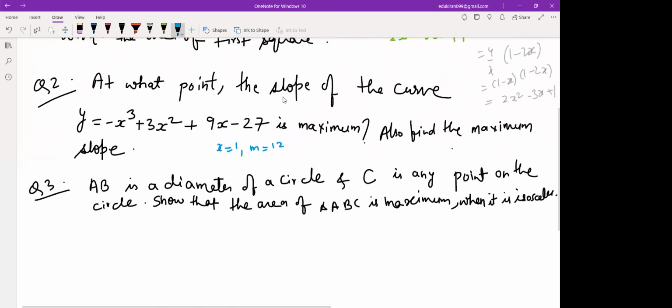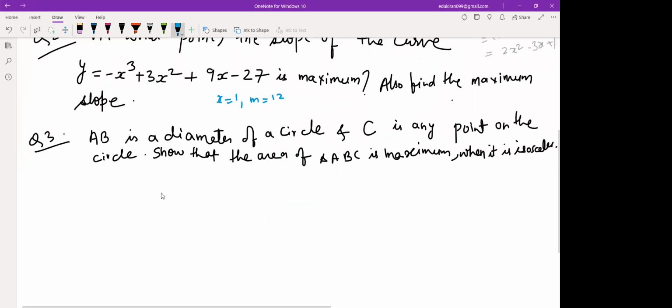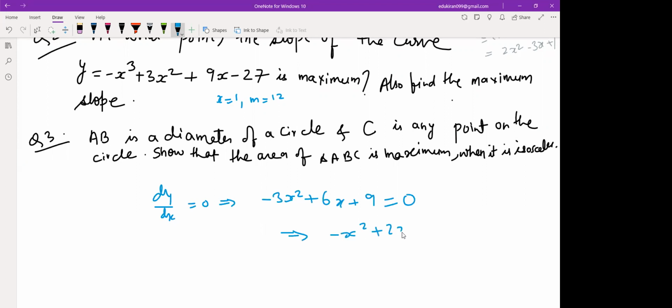So at what point is the slope of the curve maximum? We will have to find maxima and minima, so we differentiate and equate it to 0. We get minus 3x square plus 6x plus 9 equal to 0. So minus x square plus 2x plus 3 equals 0. Which means x square minus 2x minus 3 equals 0, so x minus 3 into x plus 1 equals 0. So you will get x equal to 3 and minus 1. These are the two values.